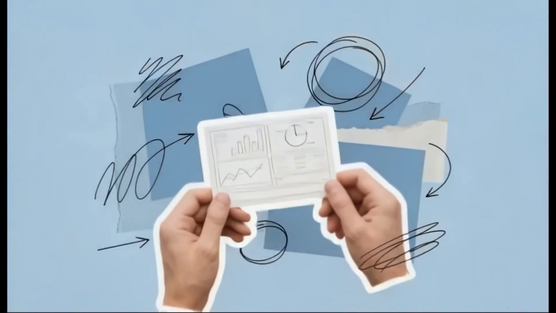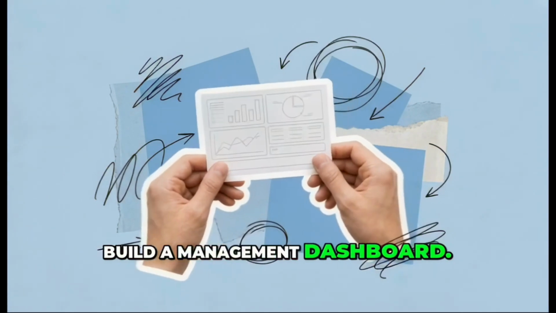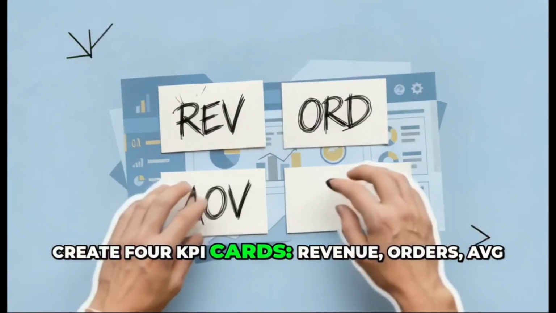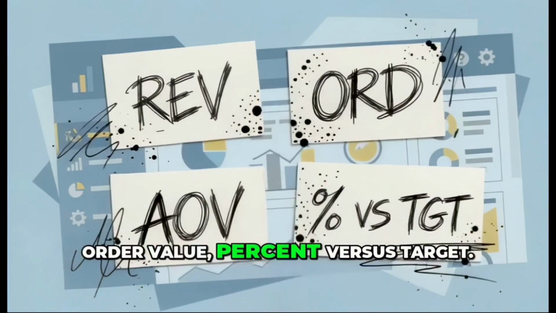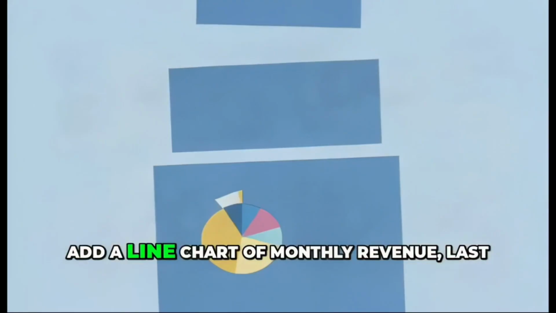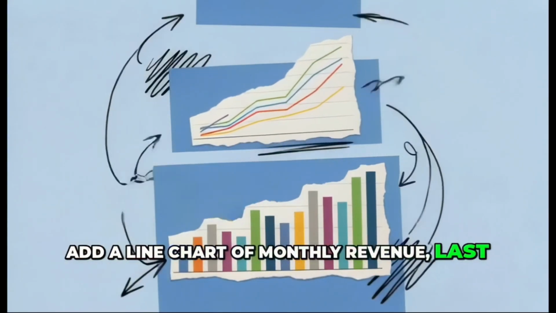Try this. Build a management dashboard. Create 4 KPI cards: revenue, orders, average order value, percent versus target. Add a line chart of monthly revenue, last 12 months.